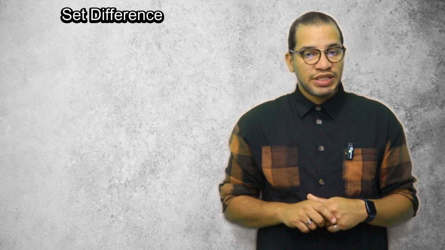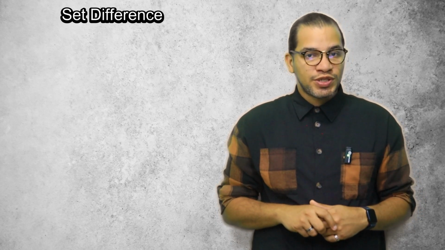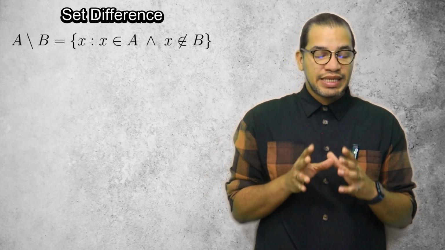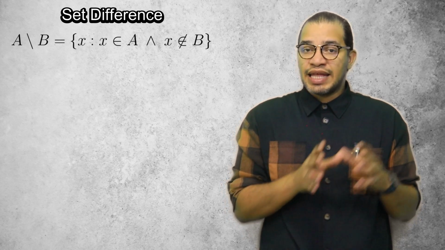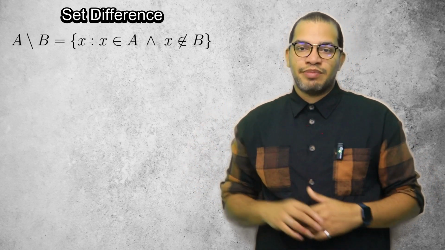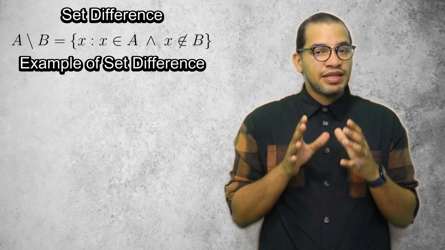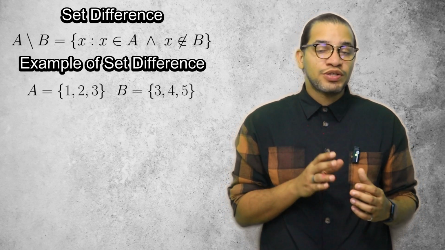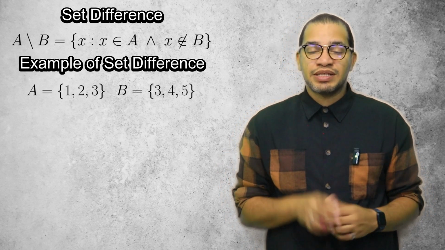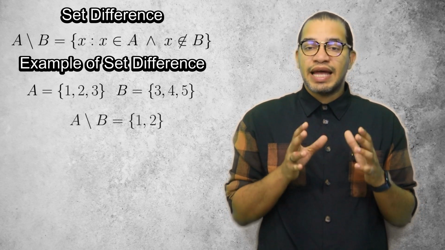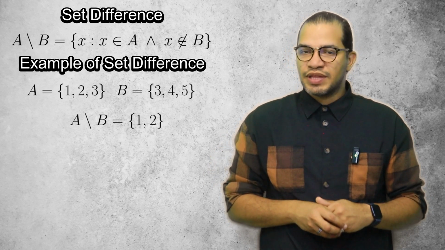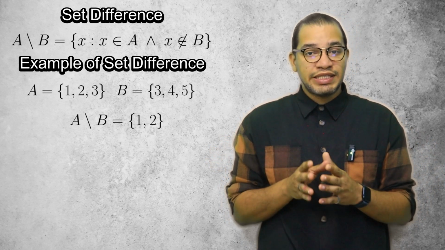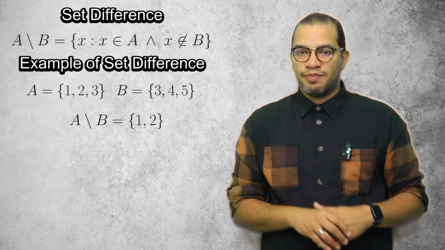Another important operation on sets is the difference between two sets. We say that A difference B will be the set of all elements X such that X is in A but not in B. For example, if we take the aforementioned sets A and B, where A is the set with elements 1, 2, and 3, and B is the set with elements 3, 4, and 5, then A difference B will have the elements 1 and 2. It won't have the element 3 because 3 is an element that is both in A and B.